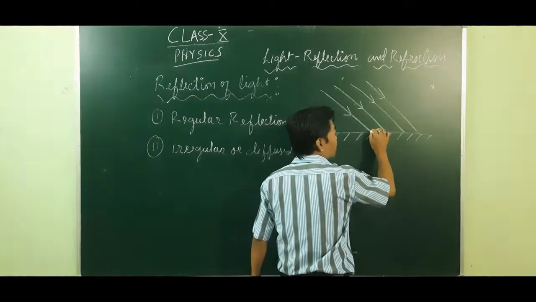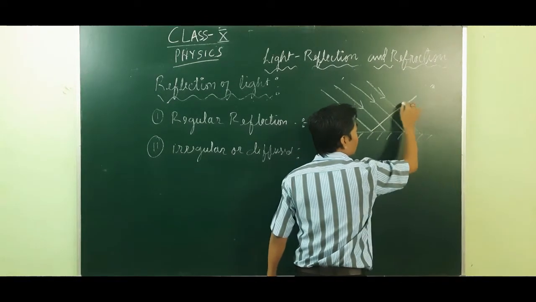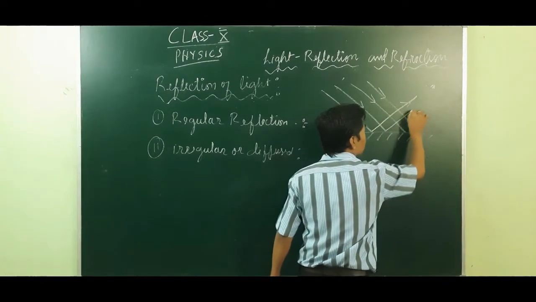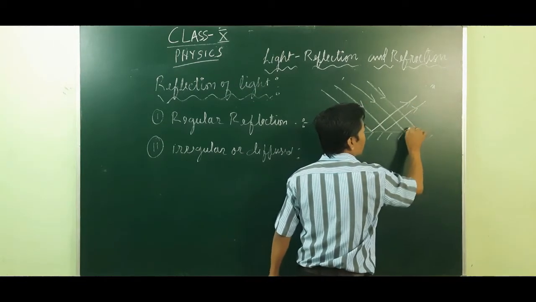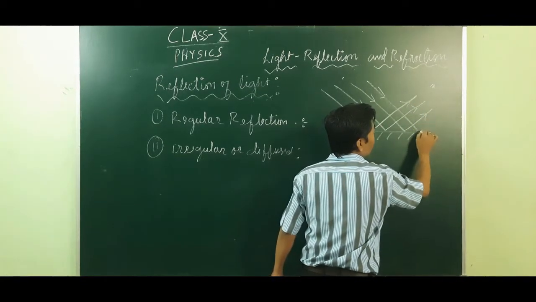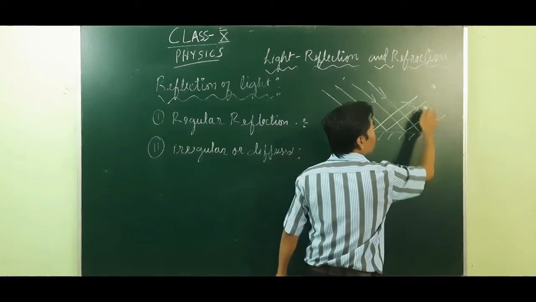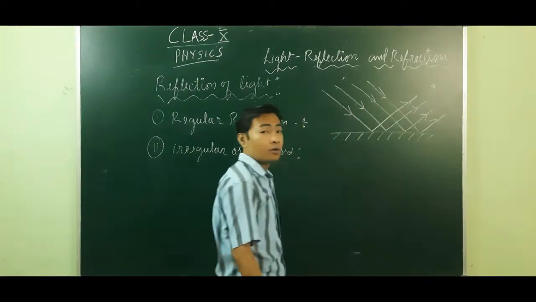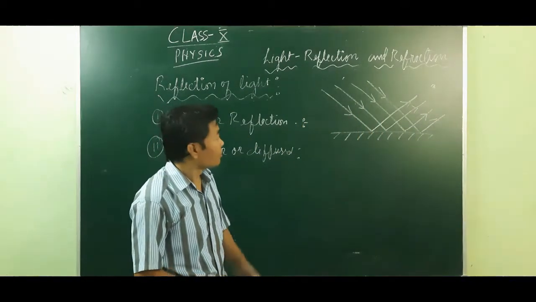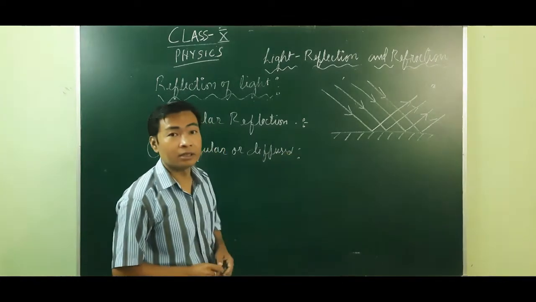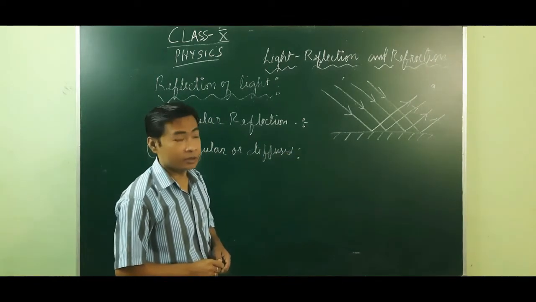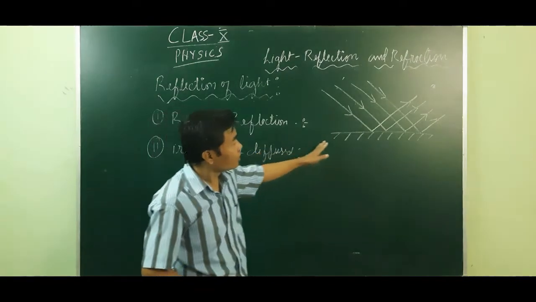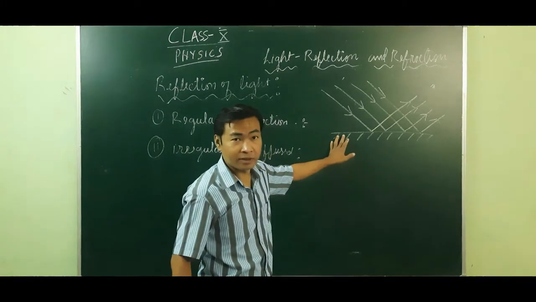After reflection, this is the reflected ray. After reflection, all the reflected rays go parallel. So these type of reflections we call regular reflections, and this is due to the reflecting surface.